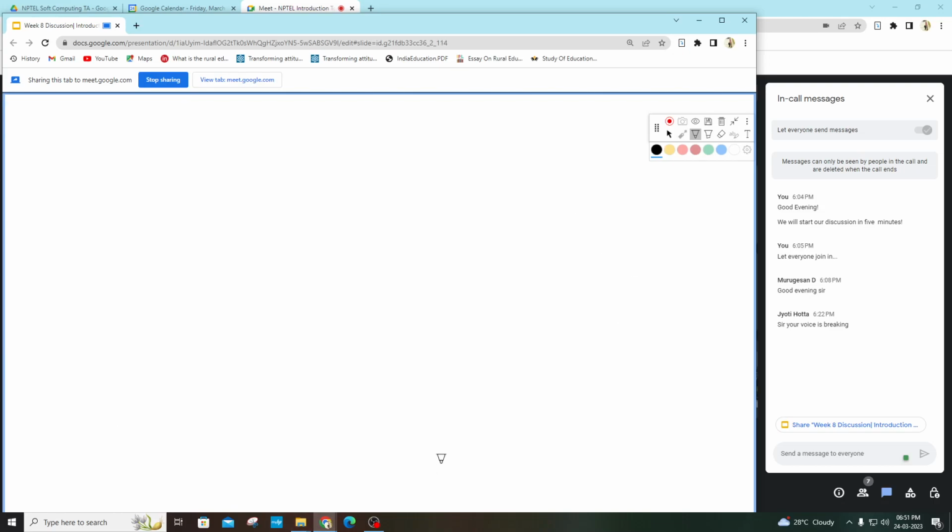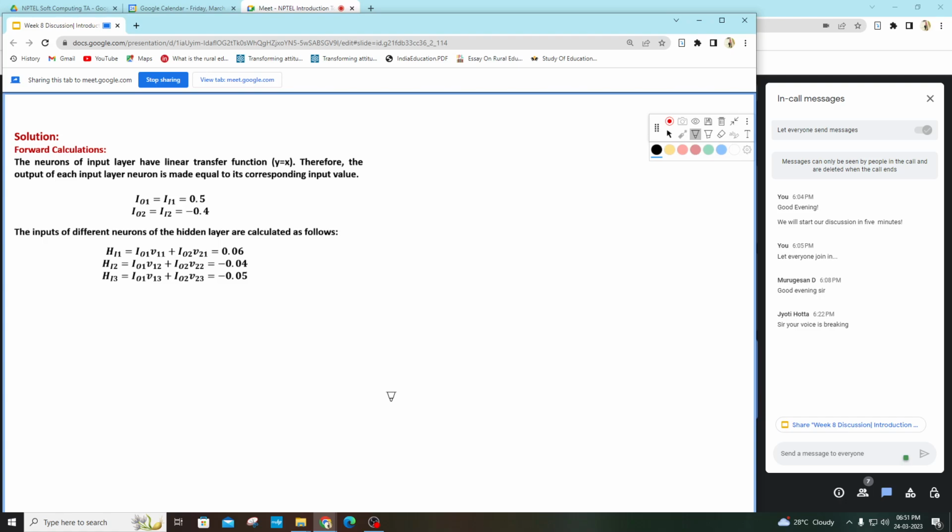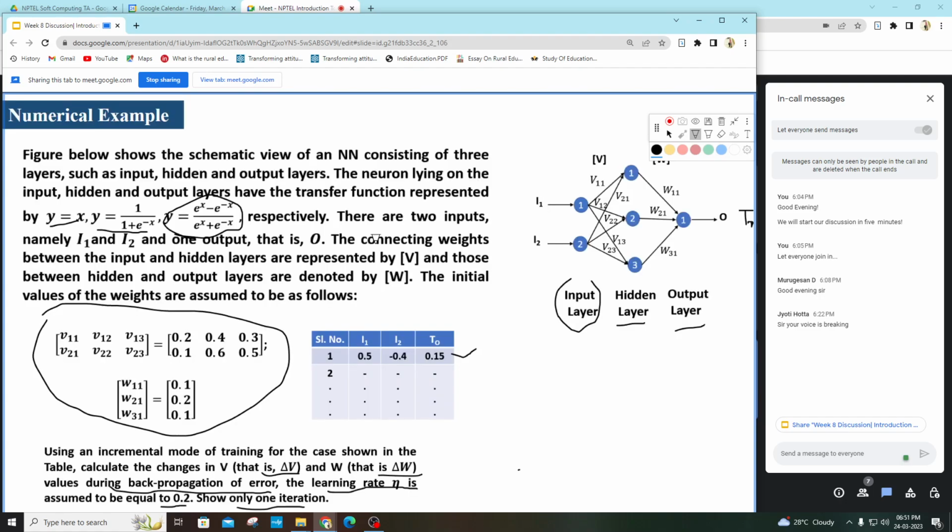Yes, sir. Okay, so let's move on to the answer. In any network you first have to do forward calculation. Why do we do forward calculation? We do forward calculation to reach this output. We have two inputs, I1 and I2, and we have to reach this output O. So for this we have to do our forward calculation. Means the input here will give some result here, then from here we move here, and from here we finally reach the output.